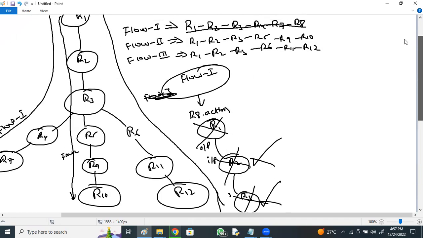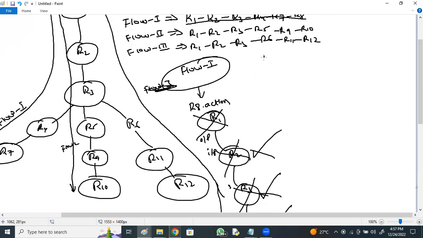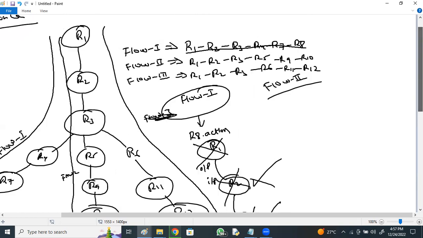This is the first flow. Flow 2, observe this flow 2. R3 is an RDD which is used by flow 1 and also flow 3, flow 2 also. If R4 is ready with the result, then R3 will delete it.